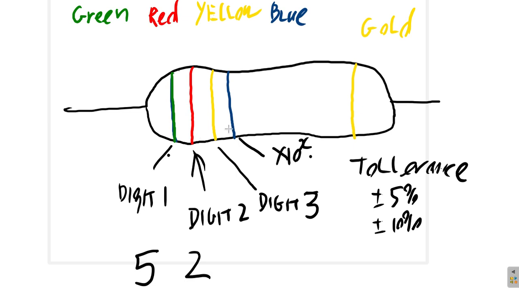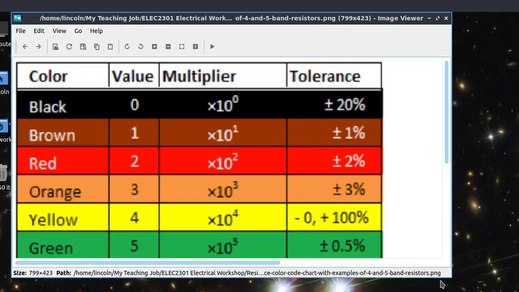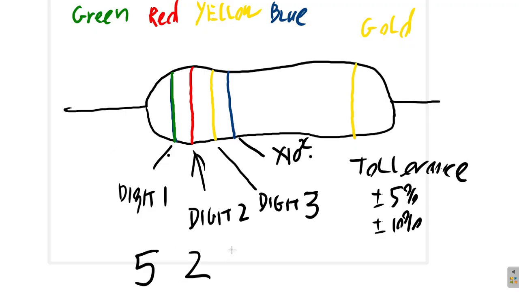Since it's a 5-band resistor, we still haven't reached the color where we use the multiplier. We've covered 2 so far. So the third one is going to be the third value or digit. It is yellow. Let's look at the table for yellow. Yellow represents 4. So it's 524.